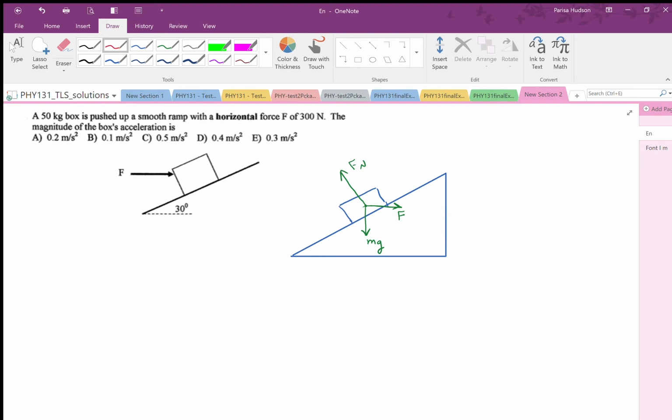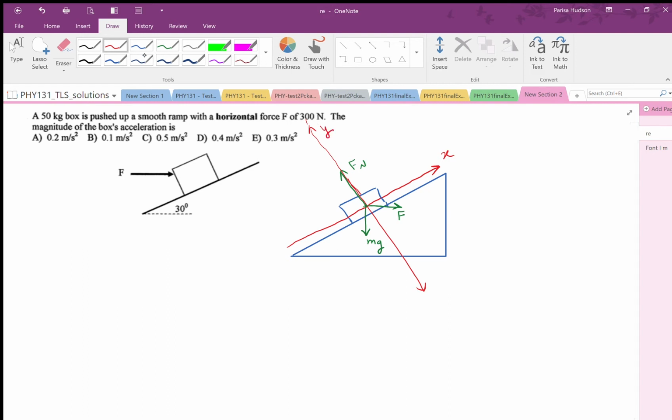The next thing I'm going to do is pick an x and a y axis. I'm going to pick x along the surface of the ramp. Why? Because the object moves up the ramp. So for ramp questions, normally this is the x-axis and the y-axis would be perpendicular to the surface of the ramp, which would be along the normal force.